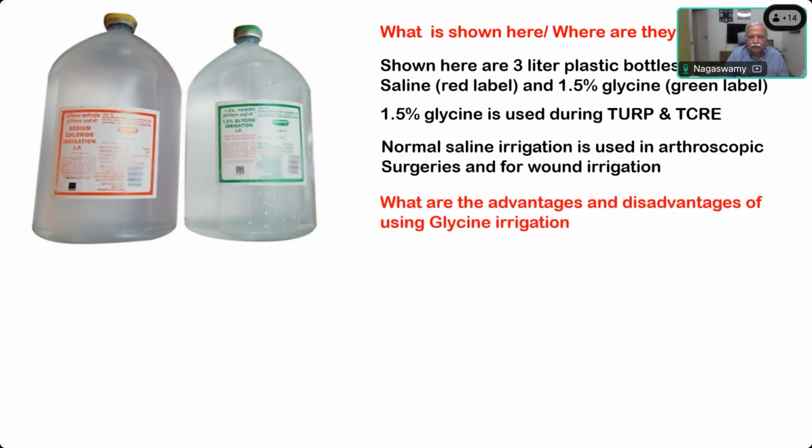What are the advantages and disadvantages of using glycine in this case? It is non-conductive and non-hemolytic. That is an advantage. Disadvantage: it is metabolized, so it can produce neurotoxicity.